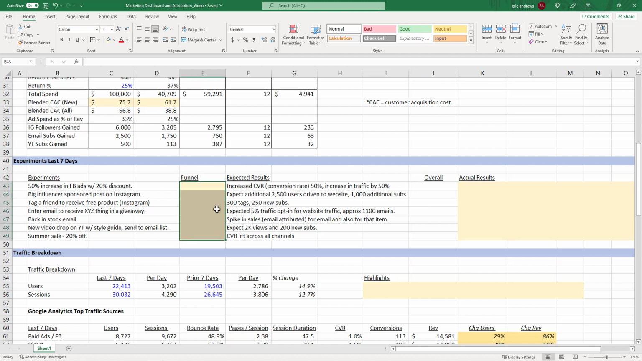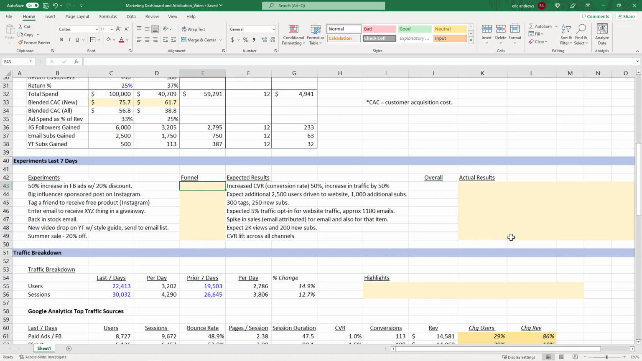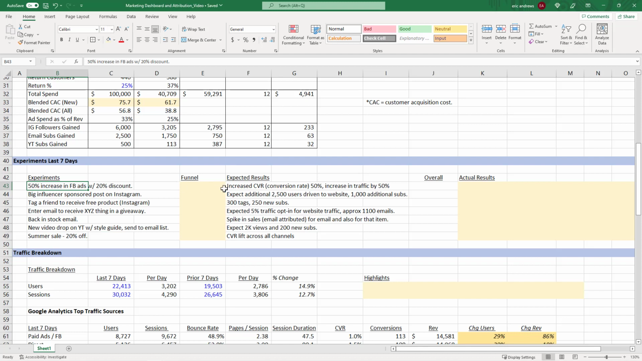I'm just going to kind of basically label each experiment where it's hitting in the funnel. You don't need to do this, but just to kind of show that, you want to be working different parts of the funnel with different sort of experiments at any given time. So the first experiment is that we increased our spend on Facebook ads by 50%, and we created a 20% discount, like a summer sale, and we had that copy on the ad, so that was trying to kind of increase the conversion on the ads and also get more distribution. So this is probably top of funnel for people.